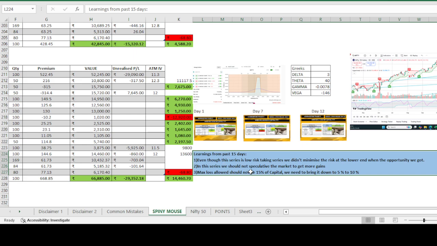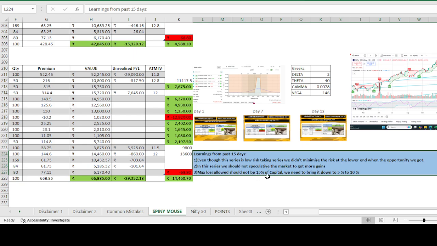And in this series we should not speculate on the market to get more gains. So as I said, we should not focus on more gain, we should focus on risk management. We focused on gain, and because of that we started taking more risk than the allowed risk. So that also put us in trouble.